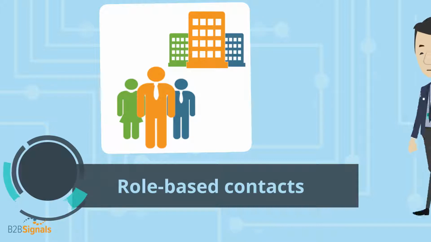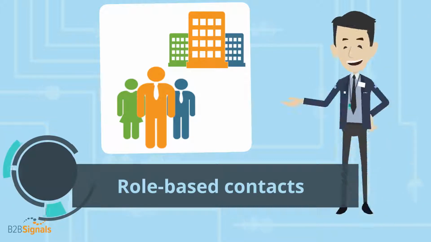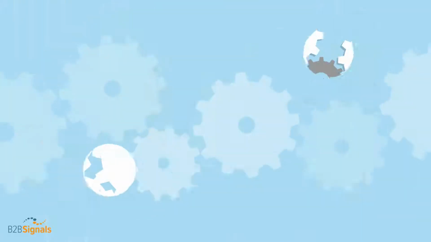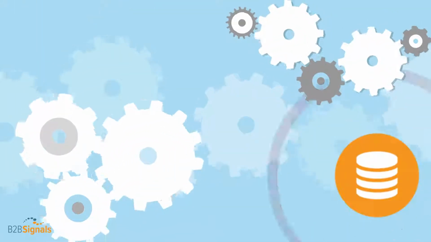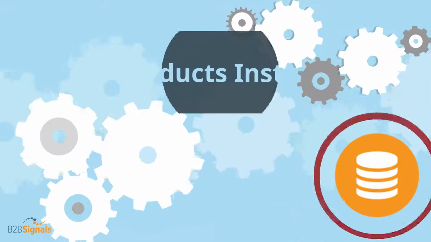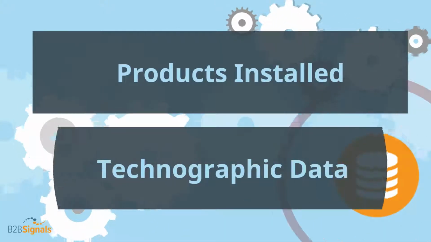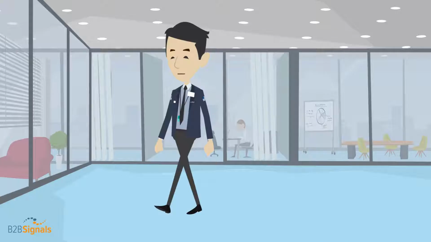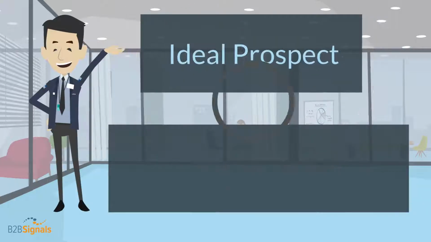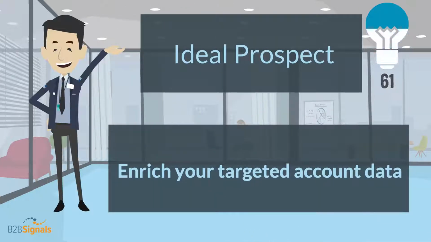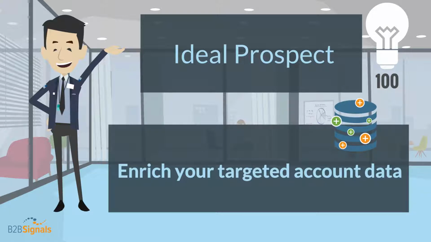As a B2B marketer or demand gen professional, do you have a list of targeted accounts that you need the relevant role-based contacts for? Or what about other data points that you need to enrich your account list with, such as products installed or technographic data? The B2BSignals data enrichment feature enables you to find that ideal prospect and enrich your targeted account data.